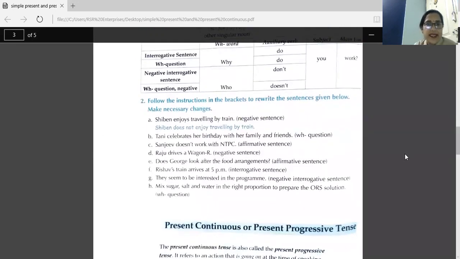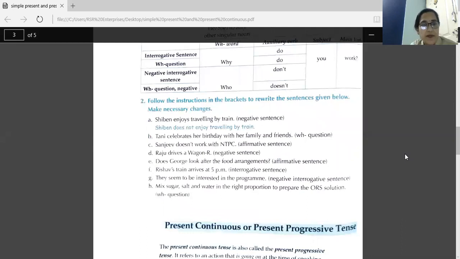Yes. Next exercise: follow the instructions in the brackets to rewrite the sentences given below. Make necessary changes. First is written there. You have to write according to the bracket words there. Shebane enjoys traveling by train. You have to change it to a negative sentence. So Shebane is singular, so you will write does not. And when you are using does not, that means you have to write the main verb without s. So you have: does not enjoy traveling by train. Rest of the part as it is.